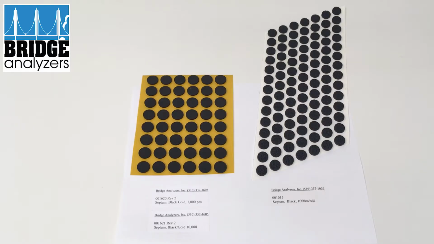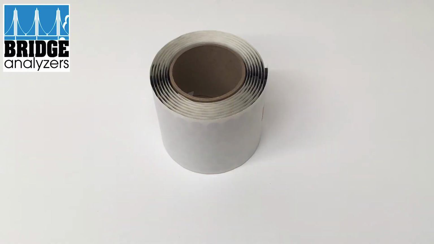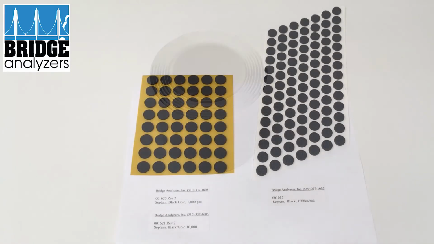The one on the right is part number 1015, comes in a 1,000-piece roll and sits on a 3-inch core. This will leave less residue on the needle, but take a little bit longer to adhere and may have a little bit of trouble adhering in a moist environment.